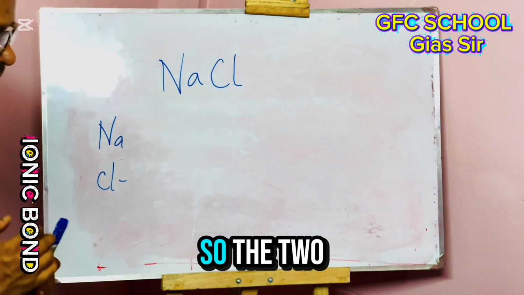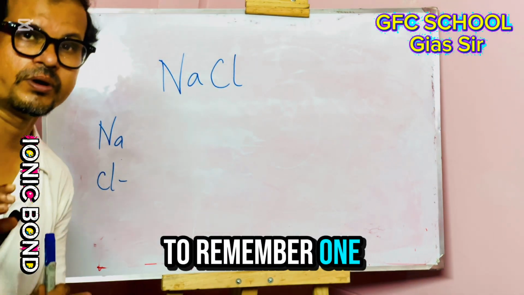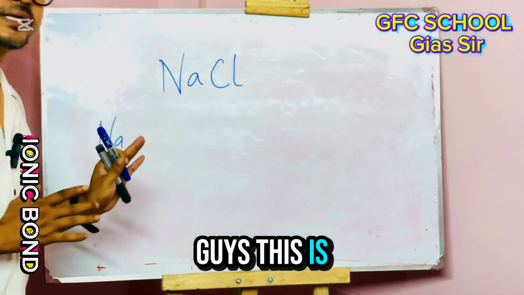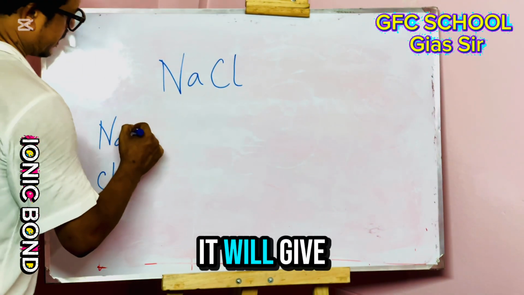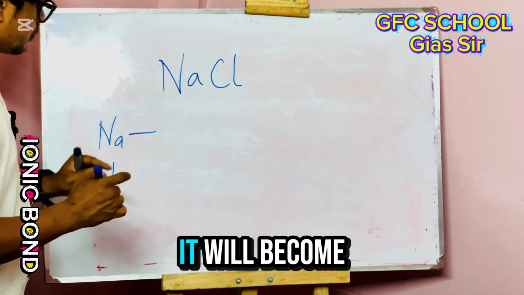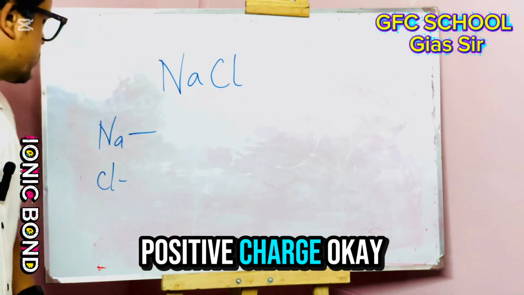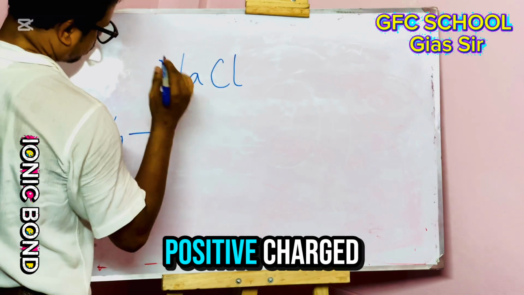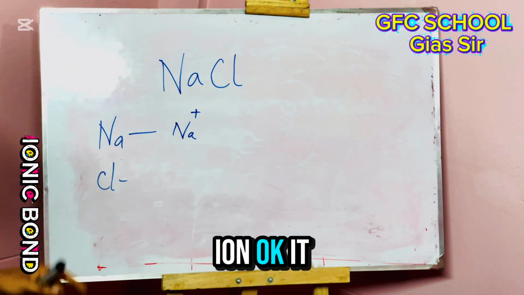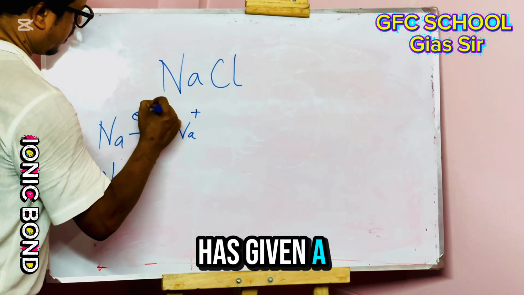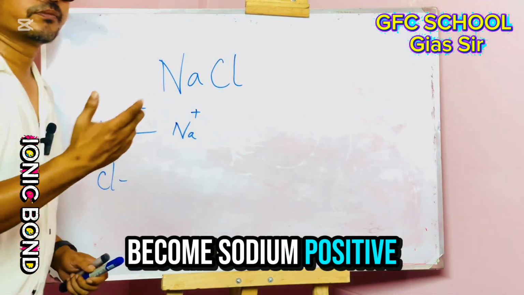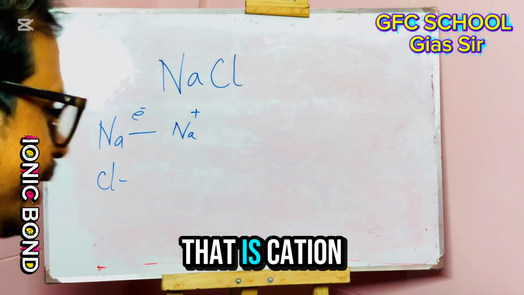So, the two words we have to remember: one is cation, another one is anion. Guys, this is metal. It will give an electron, and by giving an electron, it will become positively charged. Positively charged ion. It has given minus one electron, and it has become sodium positive ion, that is cation.